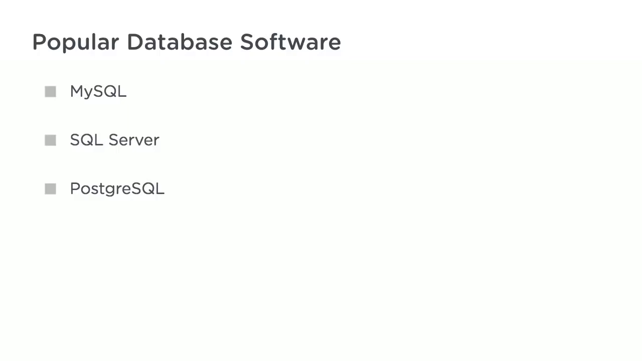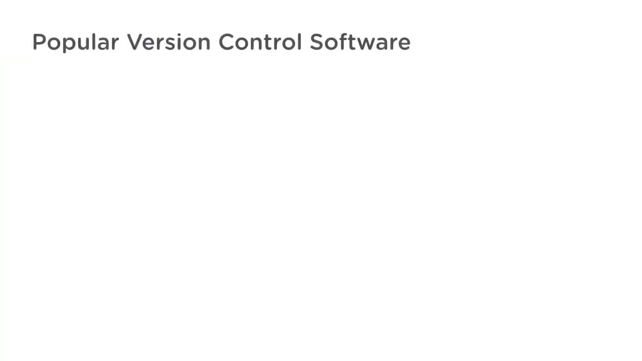You'll need to have one version of your code running on your web server, and another version on your own computer while you work on new features. Version control software can help you manage these different versions of your code. Popular version control software includes Git and Subversion.